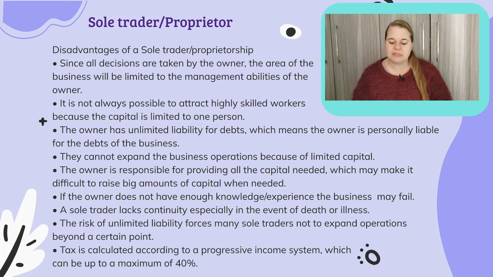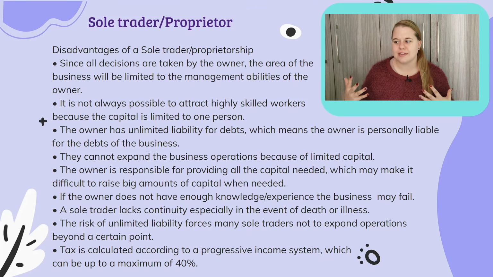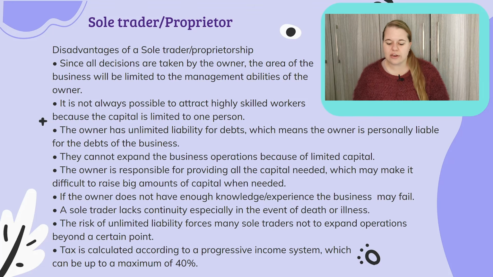The risk of unlimited liability forces many sole traders not to expand operations beyond a certain point. Because if I'm going to buy anything on debt, I'm personally liable, it makes it a little bit difficult. I might not want to expand, or I might not want to expand a lot, because I might be putting myself in jeopardy. Tax is calculated according to the progressive income system, which is a maximum of 40%.